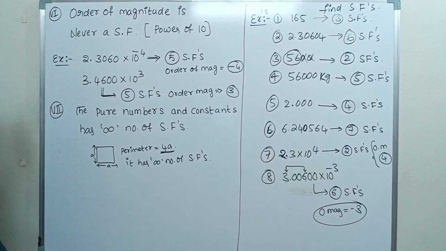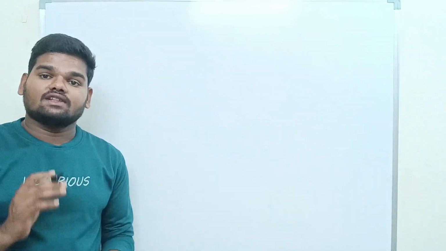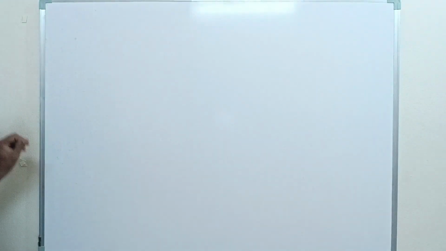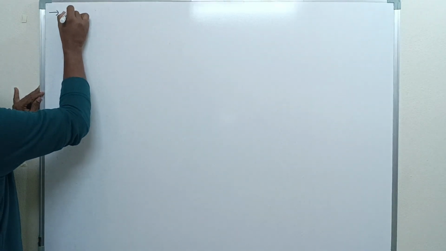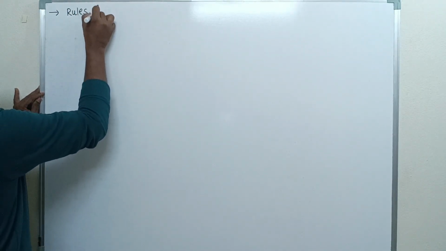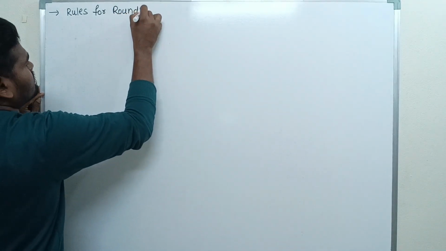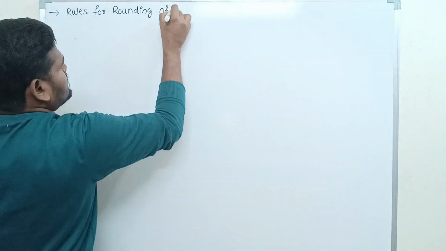3, 2, 1, go. Okay, right. So the next concept is rules for rounding of numbers. What is that? Rules for rounding of numbers.